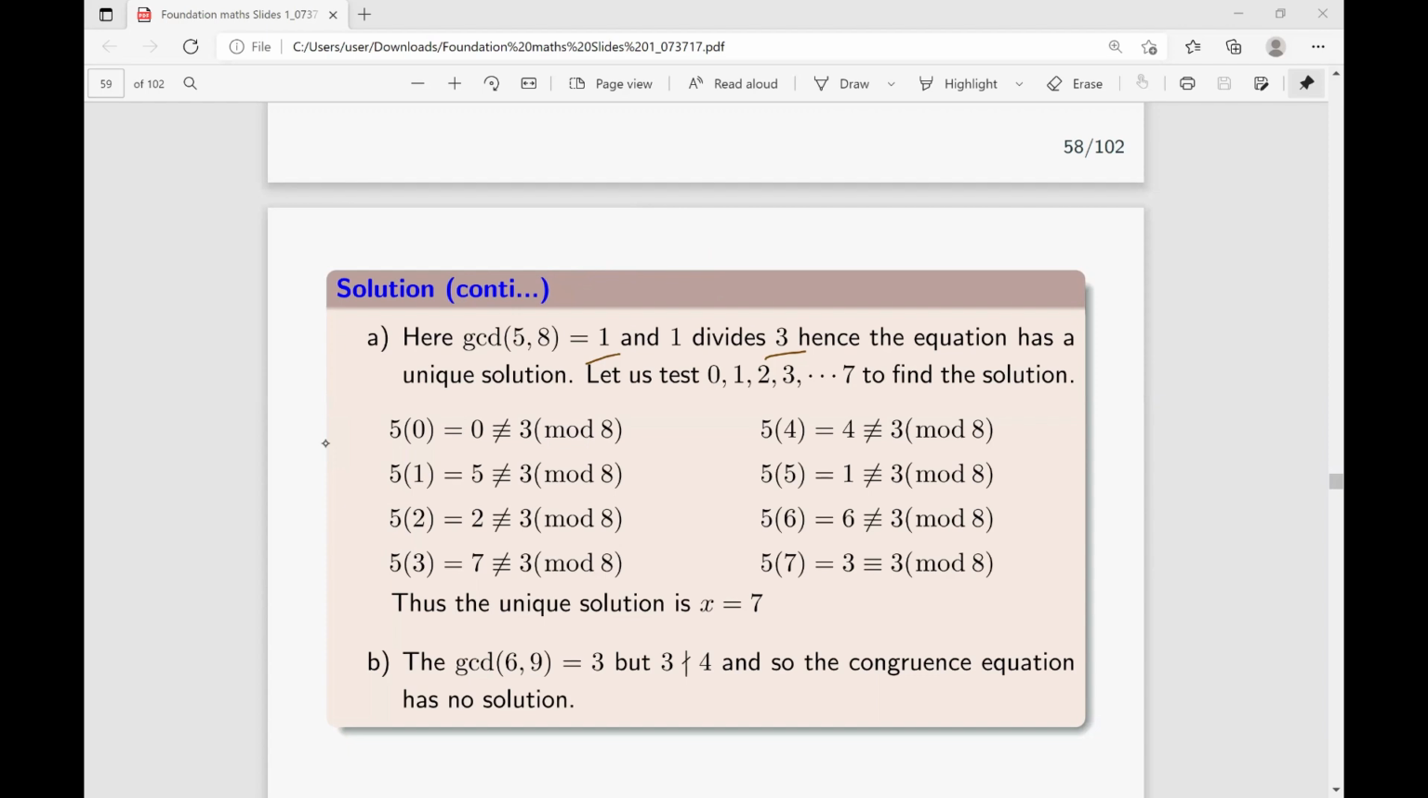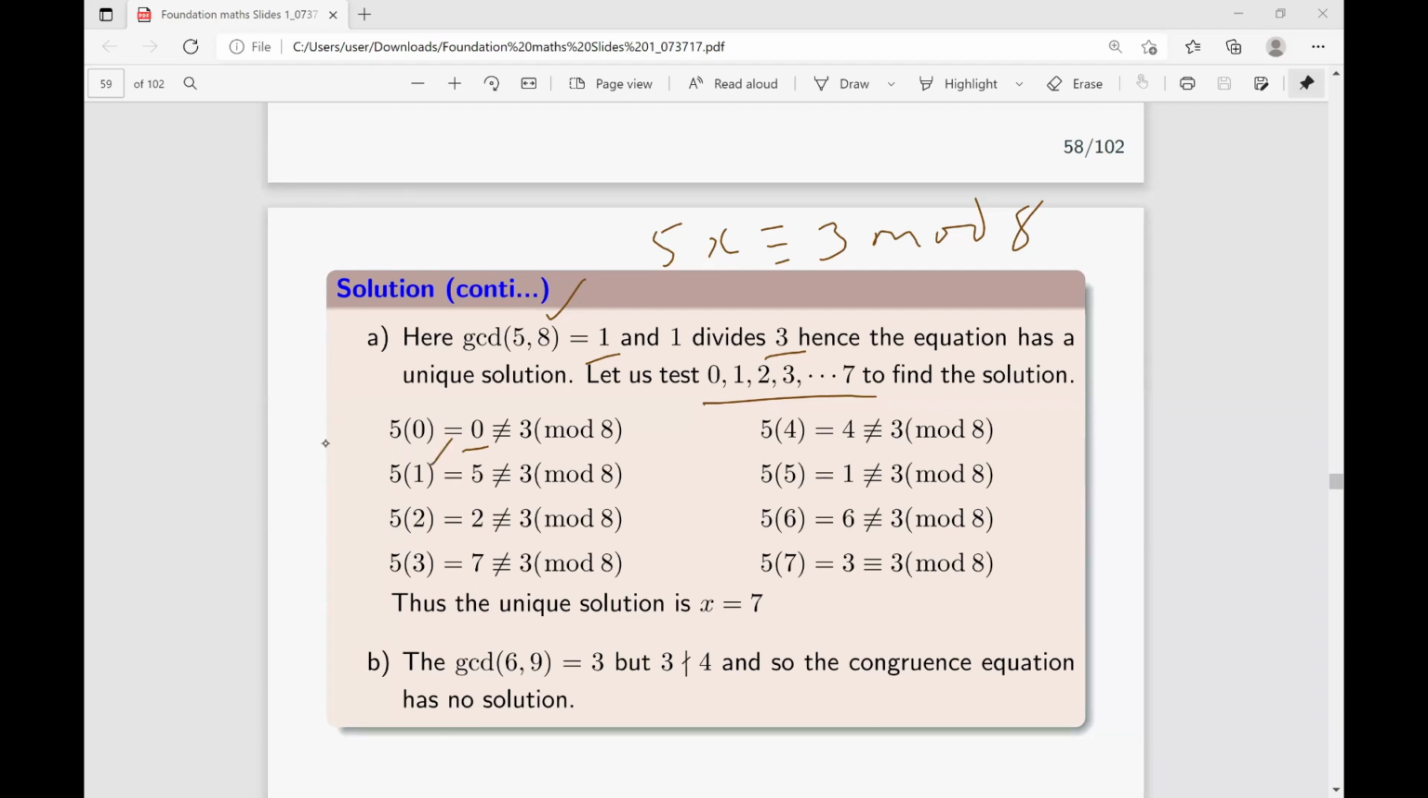So, using trial and error, since the mod is 8, we try numbers from 0 to 7 to see which one would satisfy the equation. And the equation was 5x is equivalent to 3 mod 8. So, we want to try 0. 0 times 5 is 0. So, 0 is not equivalent to 3. So, 0 is not a solution, therefore. We try 1 times 5, you get 5. 5 is not equivalent to 3. And therefore, 1 is not a solution.